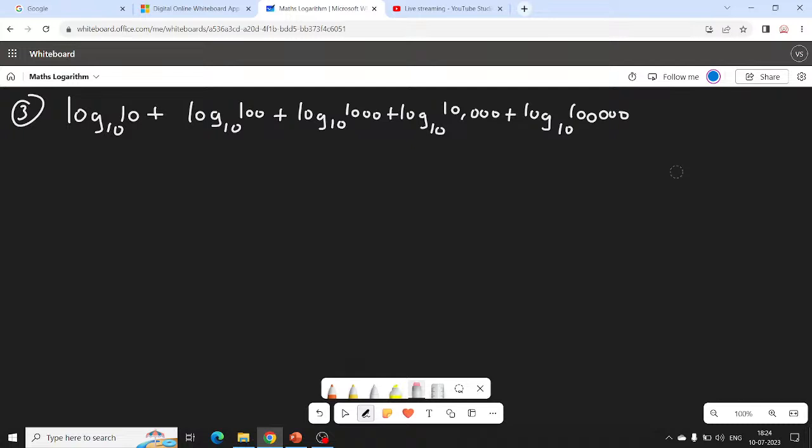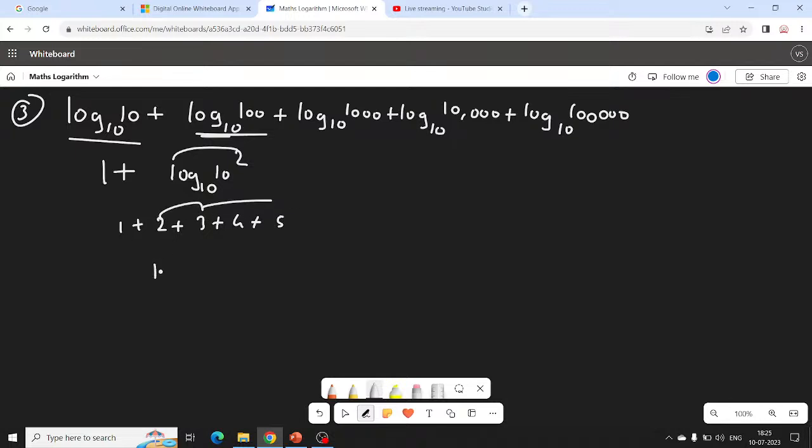Yes, answer 15. Everyone got it. Yeah. Look at this. Log 10 to the base 10. The first I can write it as 1. So 100, can I write this as 10 square? So this 2 comes here. So this becomes 1 plus 2 plus 3 plus 4 plus 5. So how much is it? 5 plus 5, yes. 15 is the answer. Yeah. Next question.